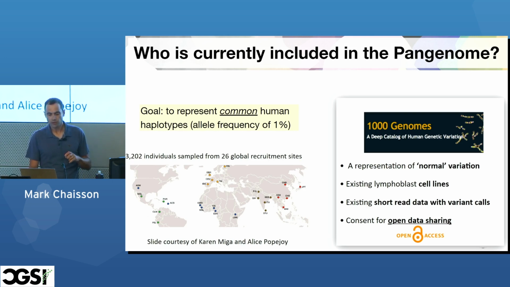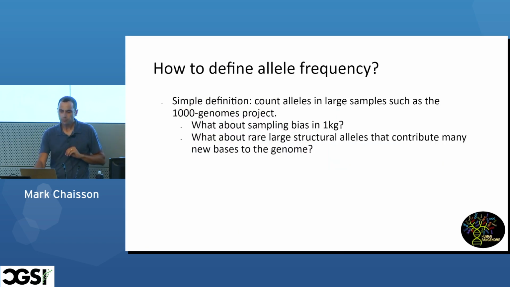These next few slides are courtesy of Karen Megan and Alice Popchoy. Looking at alleles with at least 1%, sample enough individuals that you have alleles of 1% frequency in the pangenome. For now, they've been leaning on samples that are in Coriell and are part of the 1,000 Genomes collection. So these are essentially low-hanging fruit. They're DNA that you can just go ahead and order, sequence, and add to the pangenome without any additional effort.